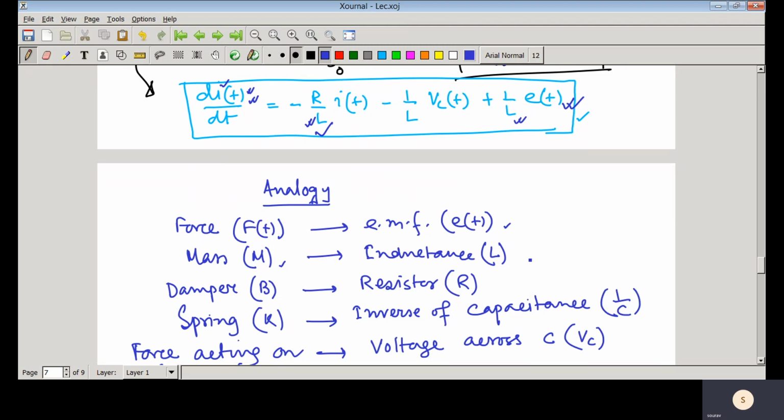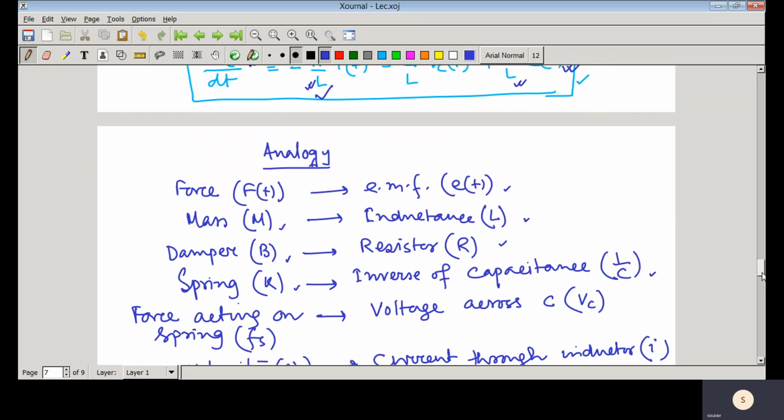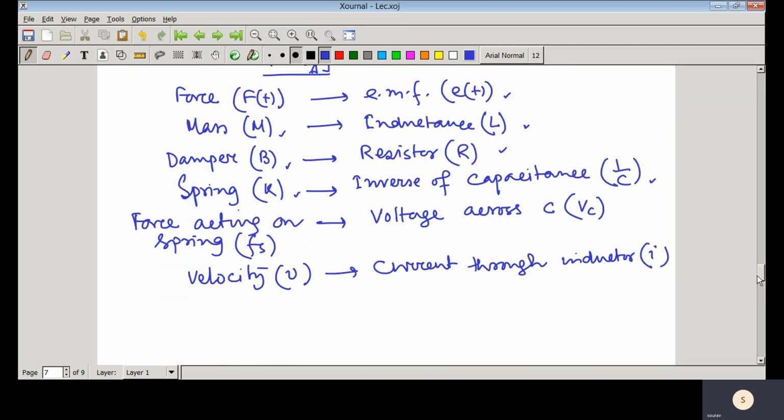Mass is equivalent to the inductance in the electrical circuit. The damper here is actually the resistor. Then the spring is the inverse of the capacitance. So you should remember those things, and it is also very easy to find out what the analogy is.